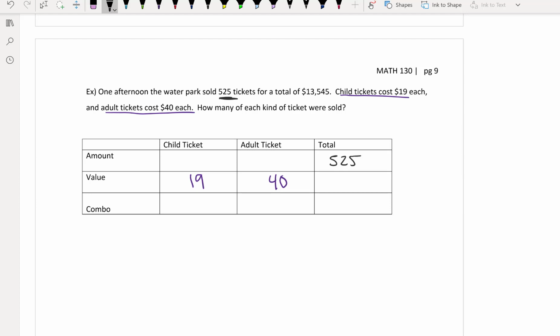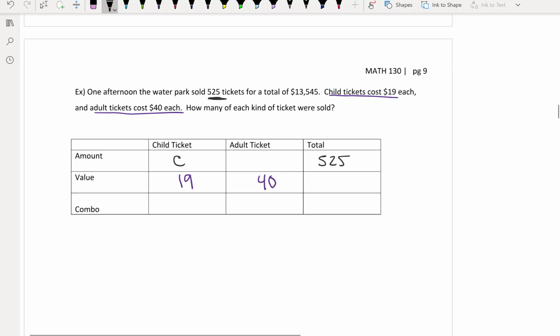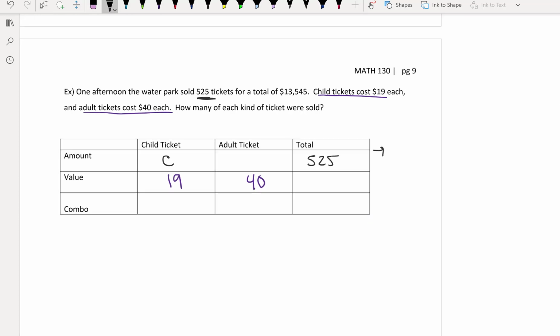And I do not know how many child tickets and how many adult tickets I have. So let's say for the child tickets, I don't know what that is. So I'm going to call that C. Well, I know that the amount of C plus the amount of the adult tickets is going to equal 525. So you can think of that first row as C plus your adult tickets is equal to 525.